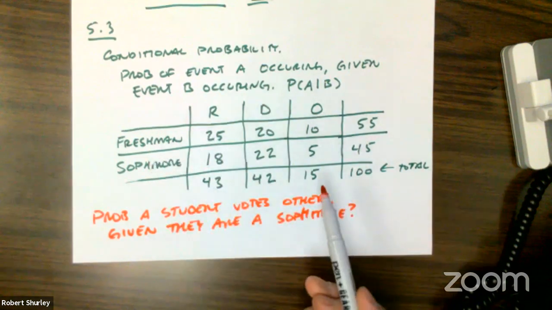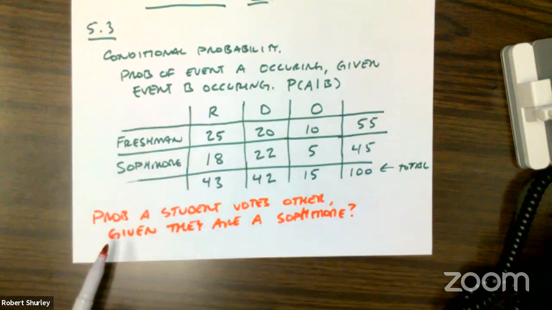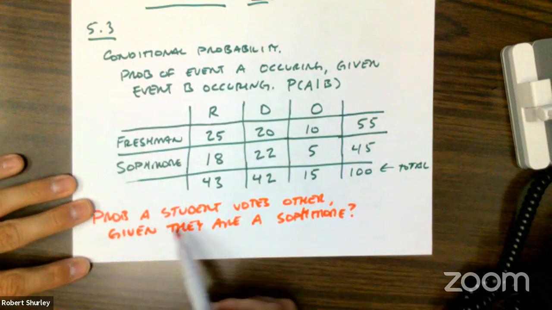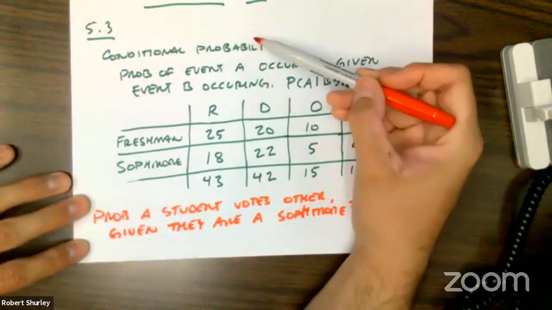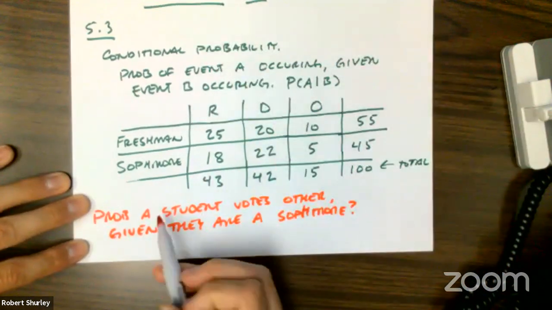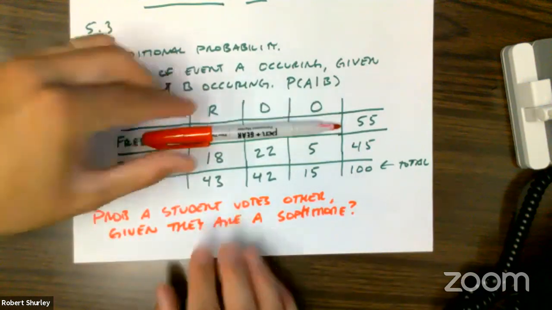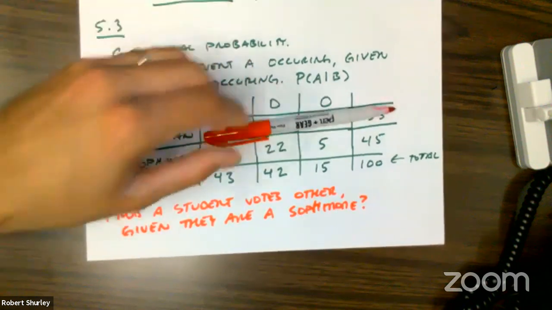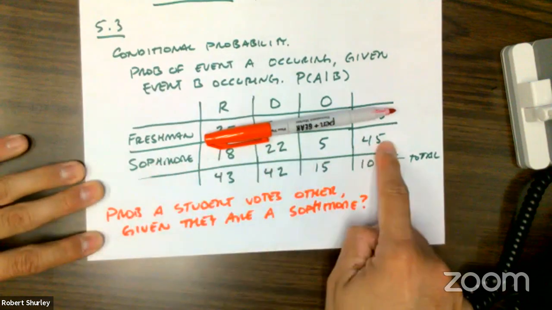If I want to use the chart here, look, I'm not going to look at freshmen for this example because we are saying that we are only looking at sophomores. That's the conditional part of the probability. The condition is we're only looking at sophomores. I am not worried about any of these freshmen now, okay? I'm not worried about the 55 freshmen that are there, okay? Does that make sense? So we're only looking at this line of sophomores now.